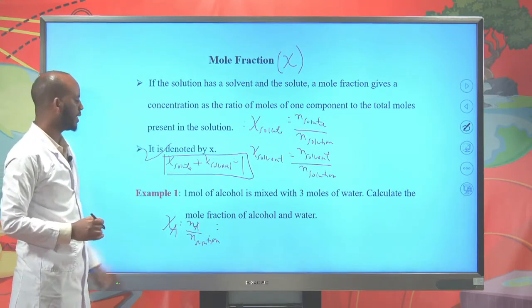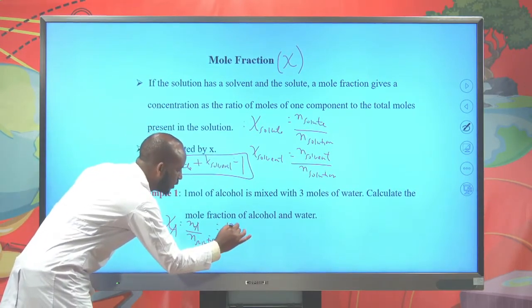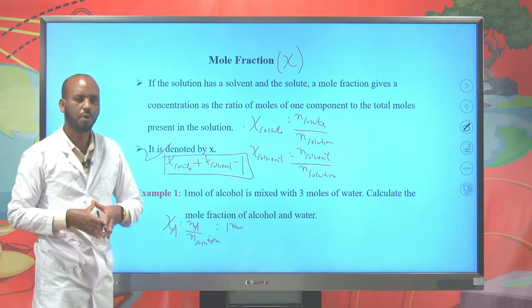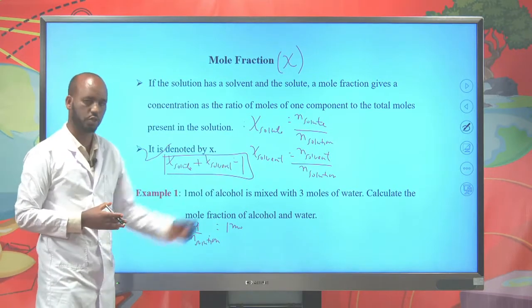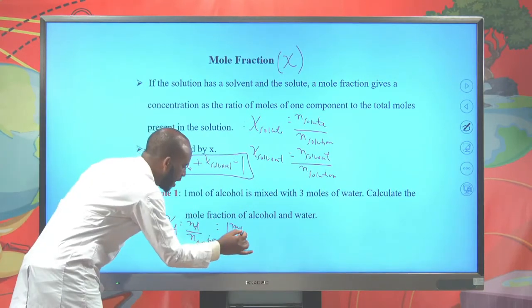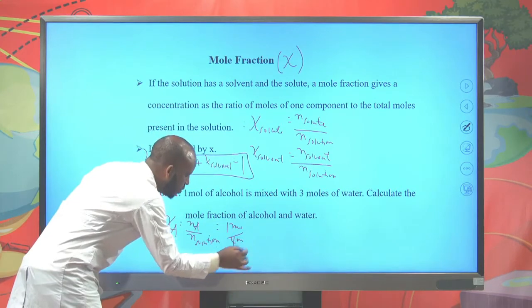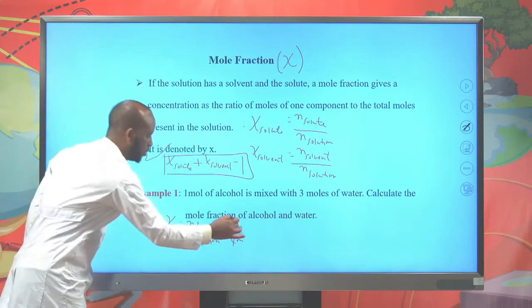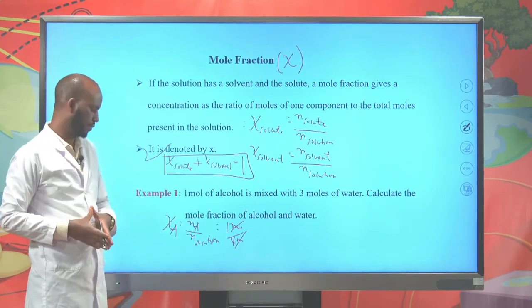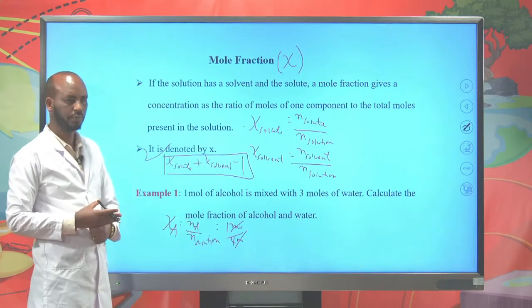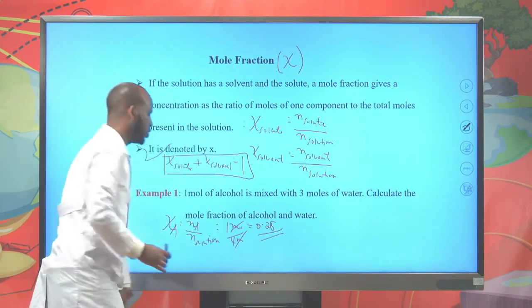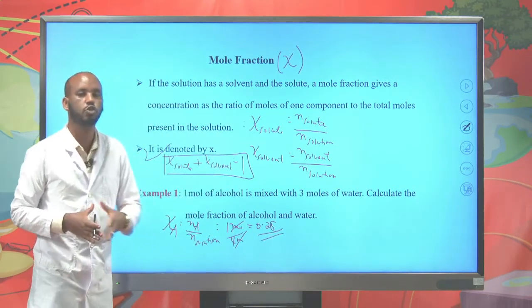Number of moles of alcohol is 1 mole, divided by number of moles of solution. Number of moles of solution is number of moles of solute plus number of moles of solvent, which is 1 mole plus 3 moles, is 4 moles. Mole will be cancelled by mole. Therefore, mole fraction has no unit. 1 divided by 4 is 0.25.